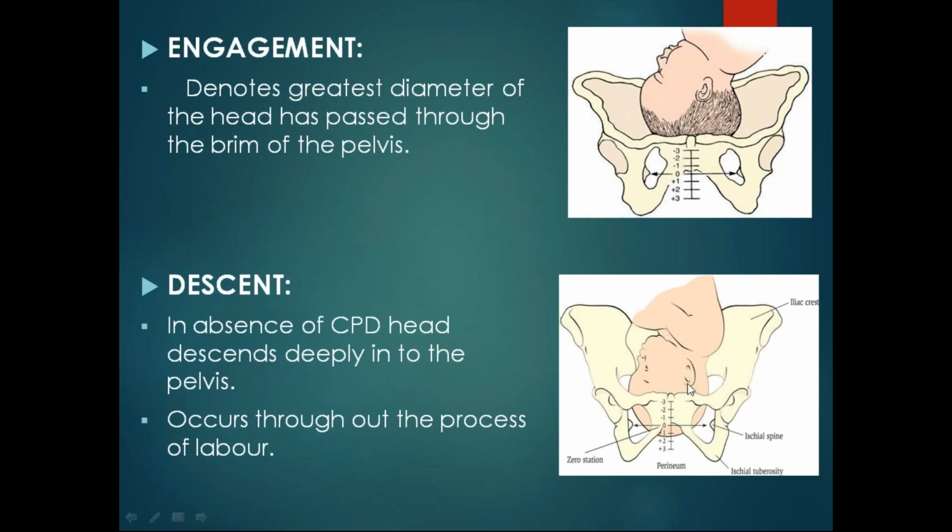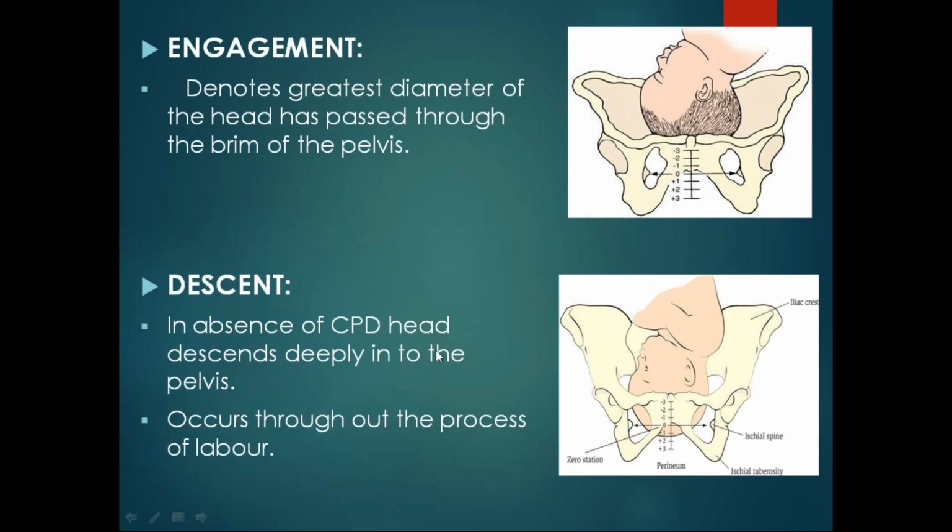Next step is the descent. With each contraction, there will be further descent of the baby's head. You can see the station -3, -2, -1, 0. 0 is at the ischial spine. Then as it comes out, +1, +2, +3. The baby is engaged when the lowermost point of the fetal head has reached the 0 station.